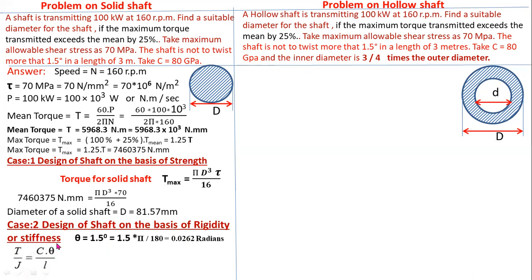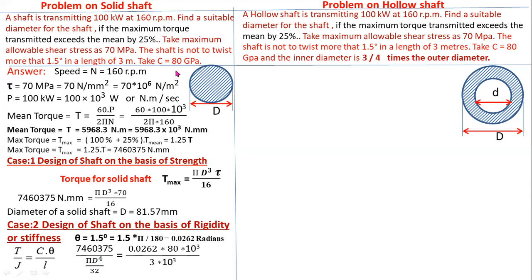So this is the torsional equation. From the torsional equation, tau by r equals T by J equals C into theta by L. You have to determine a suitable diameter of the shaft. Here T is the maximum torque T max, J is the polar moment of inertia, C is the shear modulus, theta is the angle of twist and L is the length of the shaft. Here T max equals 74 lakhs 60,375 divided by pi d power 4 by 32 for a solid shaft. This is the formula for the polar moment of inertia of a solid shaft.